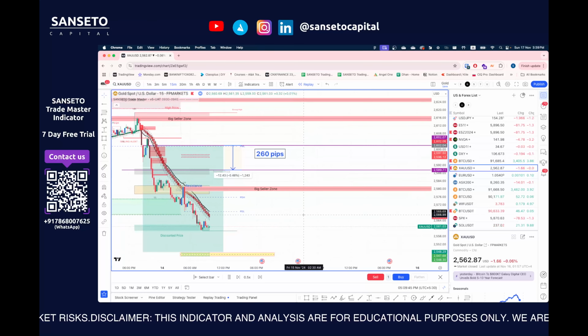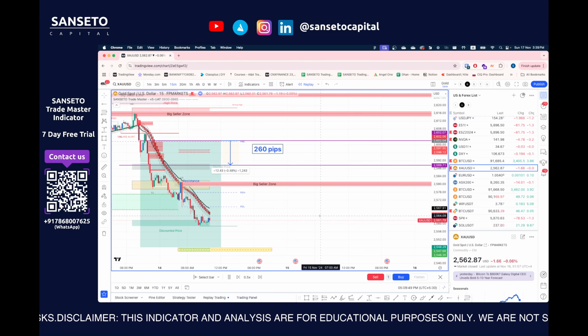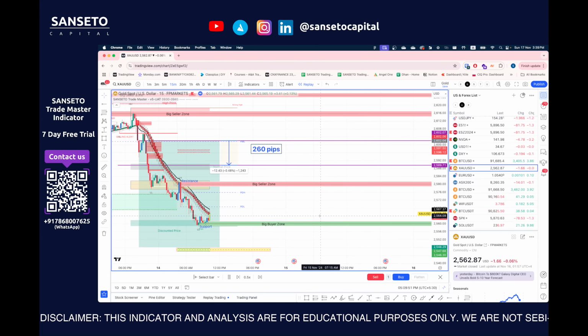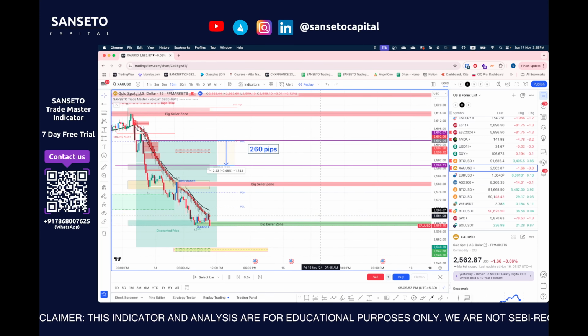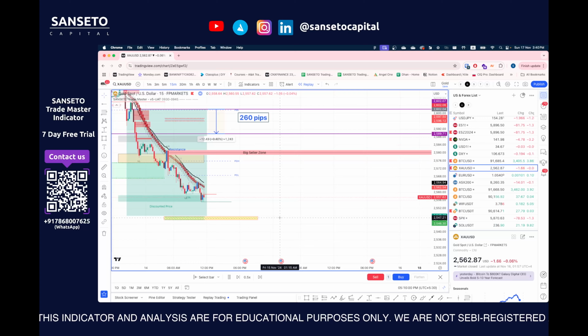Because these levels are not just random levels plotted by the indicator. There is a calculation the algorithm has been doing. The algorithm is calculating the previous data history, current market trend, and future prediction. Then we are plotting these levels. This is where the liquidity is available.